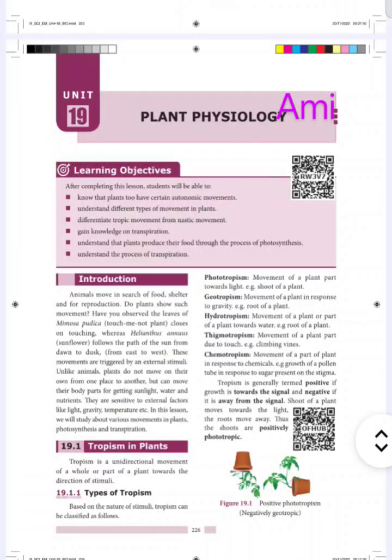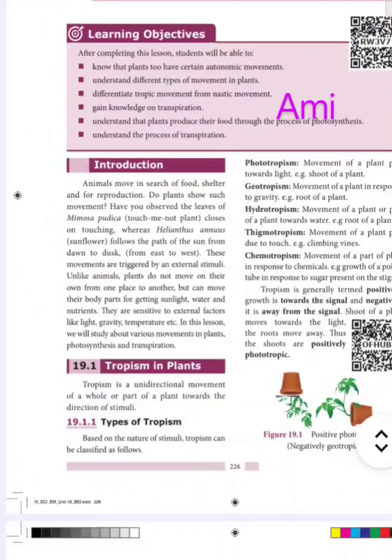Now we are going to start ninth standard science unit 19, plant physiology. Very important and interesting chapter. What are the learning objectives? The students will be able to know that plants have certain autonomic movements, understand different types of movement in plants, differentiate tropic movement from nastic movement, gain knowledge of transpiration, and understand that plants produce their food through the process of photosynthesis as they are autotrophs in nature, then understand the process of transpiration. We'll learn one by one.